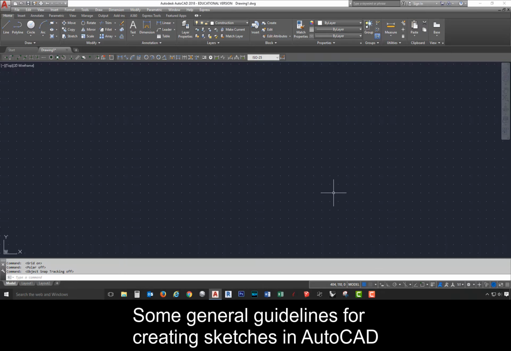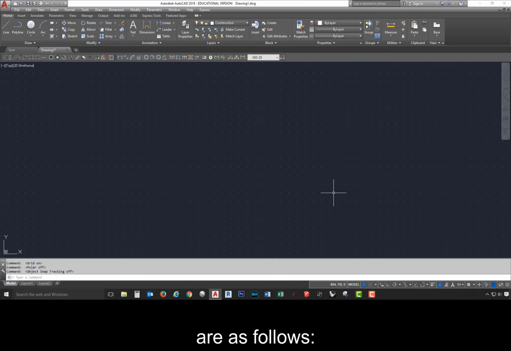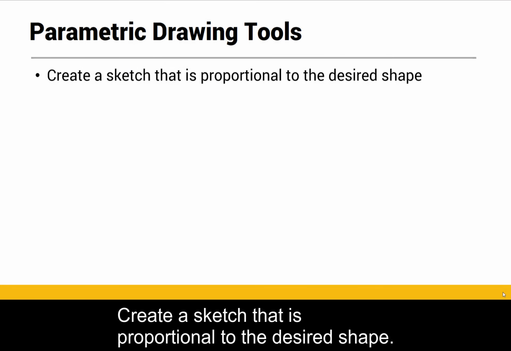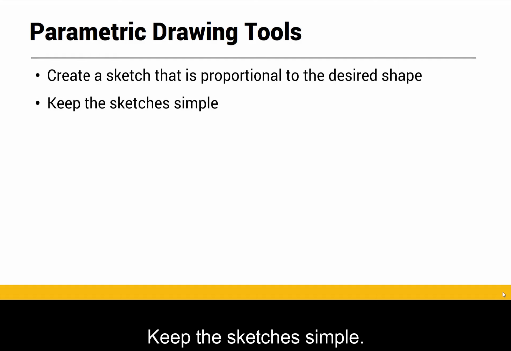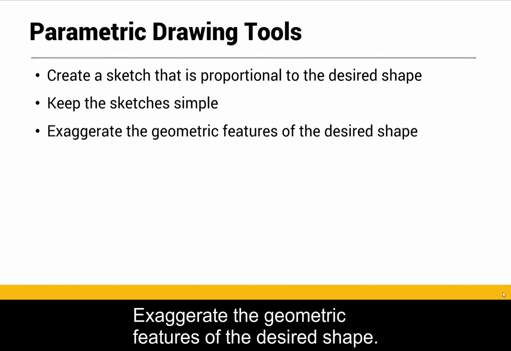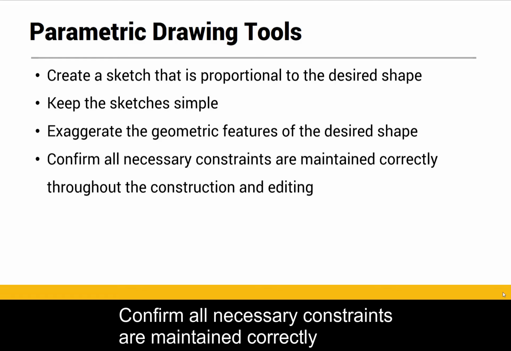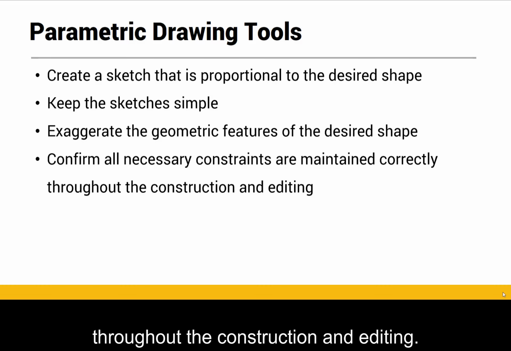Some general guidelines for creating sketches in AutoCAD are as follows. Create a sketch that is proportional to the desired shape. Keep the sketches simple. Exaggerate the geometric features of the desired shape. Confirm all necessary constraints are maintained correctly throughout the construction and editing.